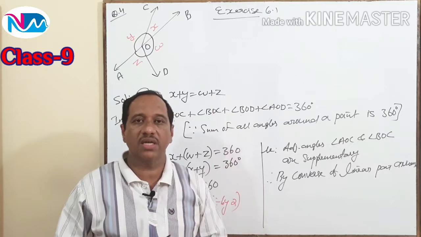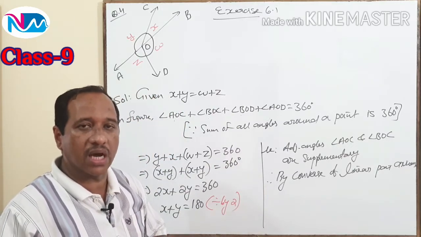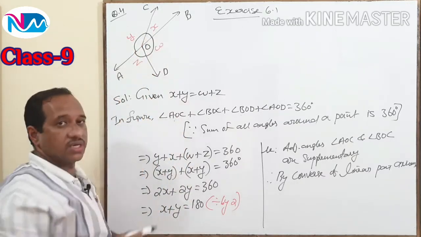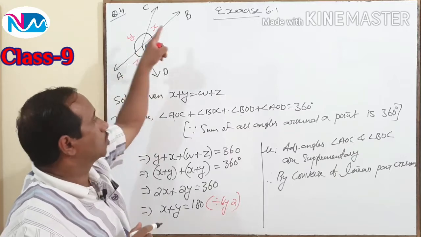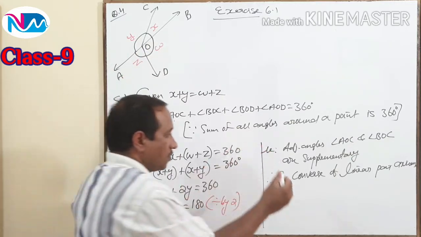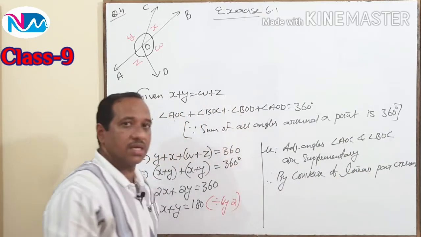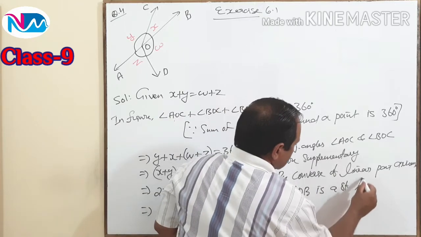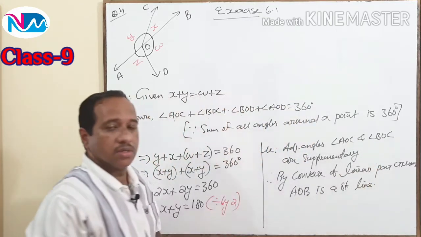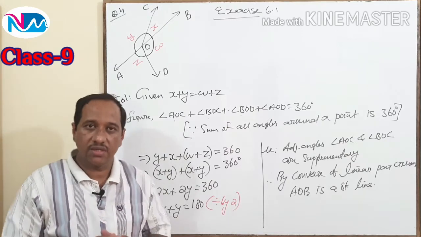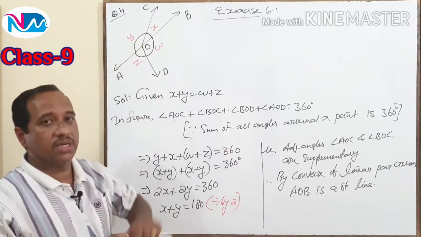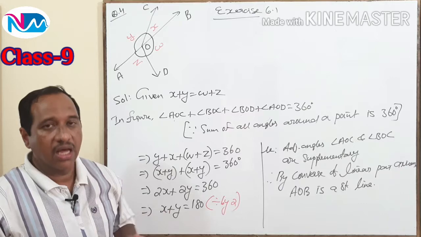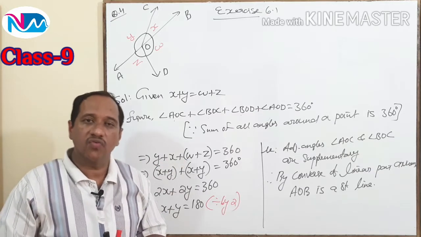If the sum of two adjacent angles is 180, then their non-common arms are in a straight line. Here for angle AOC and angle BOC, non-common arms are OA and OB. They are in a straight line. Therefore, we can say that by converse of linear pair axiom, AOB is a straight line. So, my dear students, in the question, it was not given that AOB is a straight line. We were supposed to prove that AOB is a straight line, and we proved it by using converse of linear pair axiom.